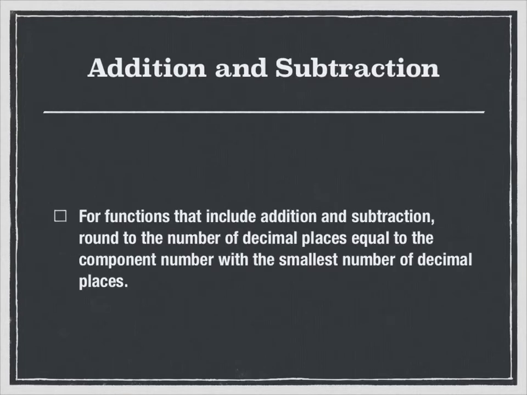As I mentioned beforehand, sometimes you'll have to do calculations with your measurements. It's not just enough to take a measurement. Sometimes you'll have to do some math or some dimensional analysis with your measurement. And there are different rules depending on the types of functions you're using. The addition and subtraction rule is actually rather simple. For functions that include addition and subtraction, you round to the number of decimal places equal to the component number with the smallest number of decimal places. It's a little hard to understand just reading it, so let's go ahead and take a look at an example.